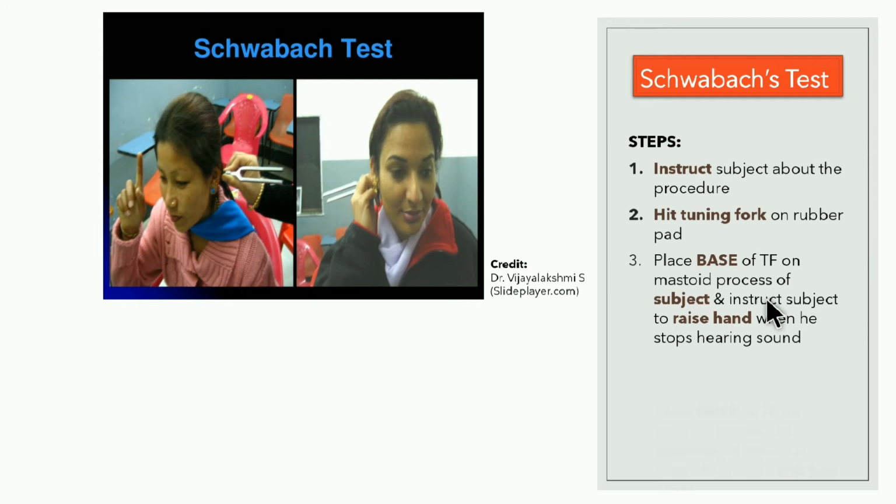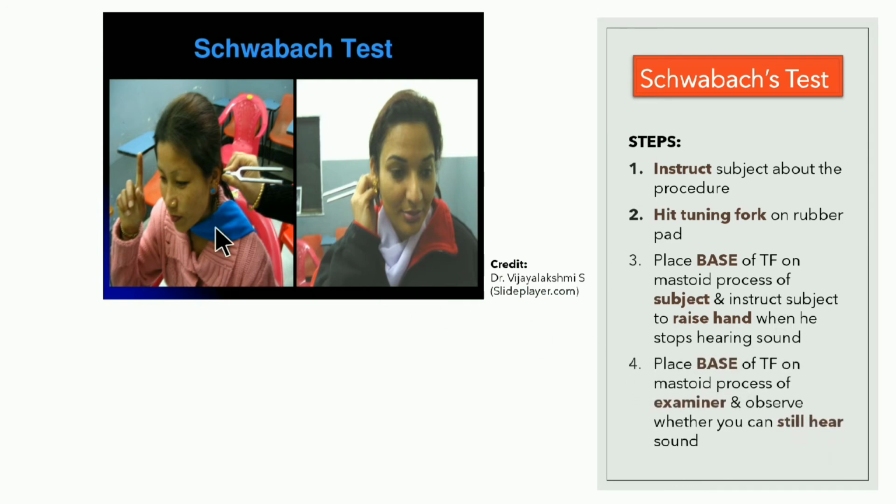Then fourth step, as soon as he raises his hand, place the base of the tuning fork on your mastoid process, on the same ear in which it is tested. So place the base of the tuning fork on the mastoid process of the examiner, and you have to look whether you can still hear the sound or not. Okay, so this is what Rinne's test is about.